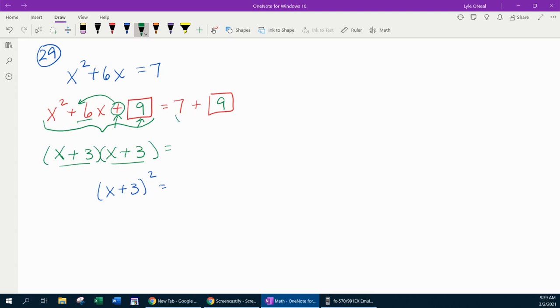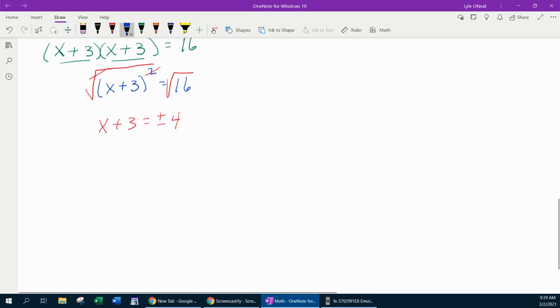Now we do need to go ahead and combine like terms on the other side. 7 and 9 is 16. And bringing that down one more time. At this point, in order to get rid of a square, you can square root. So we'll take the square root of both sides. That's going to leave us x plus 3. 16 does square root. And remember, anytime you take the square root of both sides, you do need a plus and a minus answer. So we are almost done here.